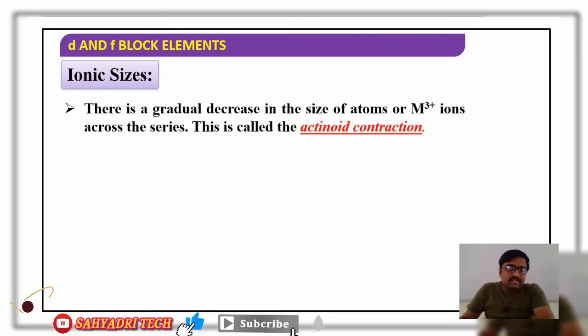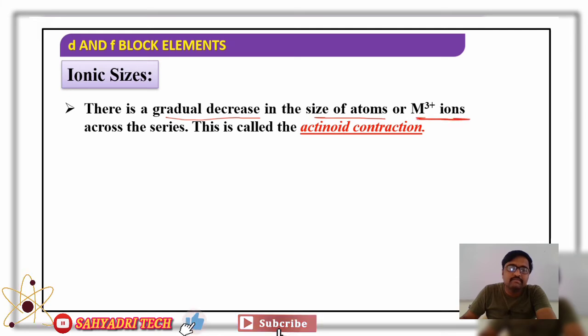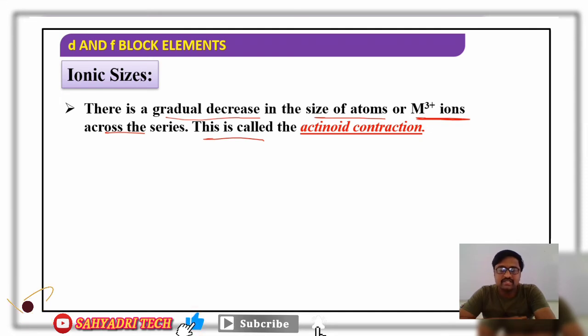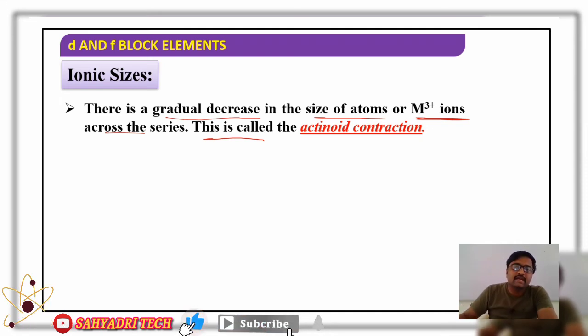As with lanthanides, where there is a steady decrease in size from lanthanum to lutetium, similarly in actinides there is a gradual, steady decrease in the size of atoms or M3+ ions, meaning in the +3 oxidation state, across the series. This steady decrease in the size of actinides from actinium to lawrencium is called actinide contraction. So as with lanthanide contraction, here we say actinide contraction.